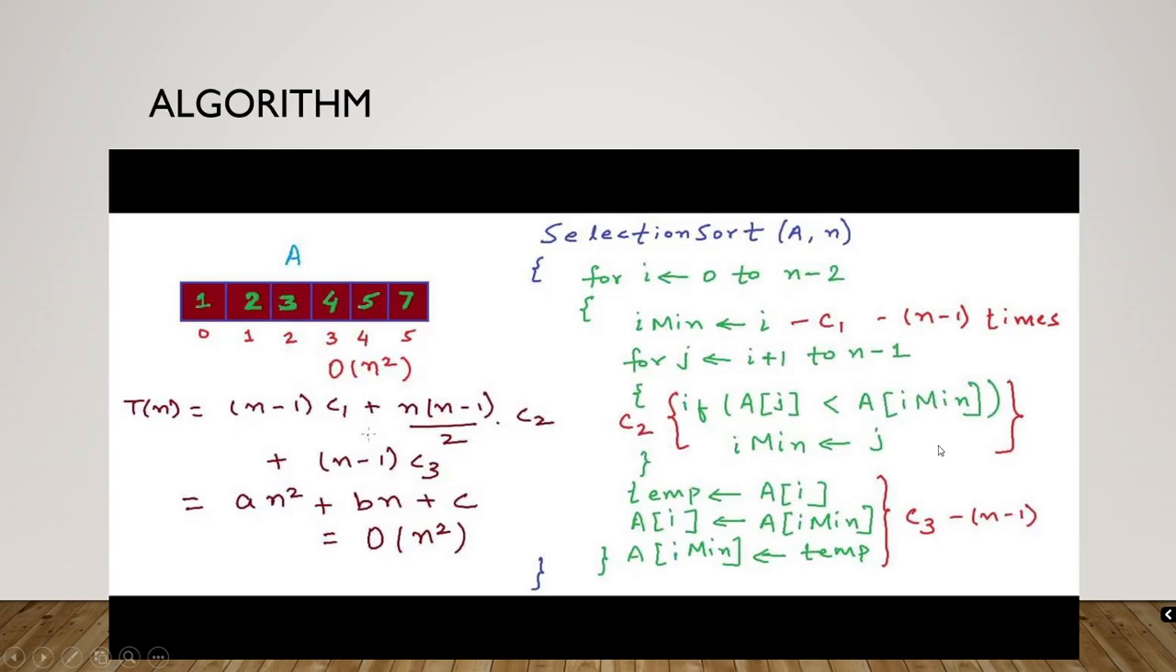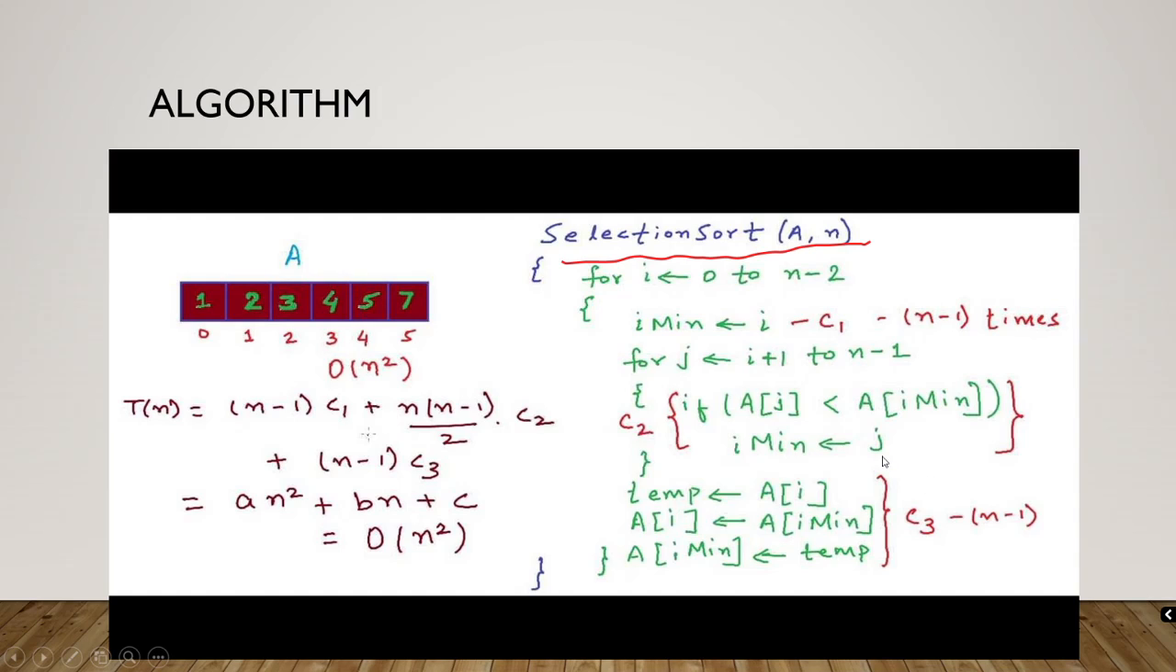I have written the algorithm here. Selection sort of A comma n. A and n are the parameters. A is the list, and n is the number of items. So for i equal to 0 to n minus 1, what I have given.